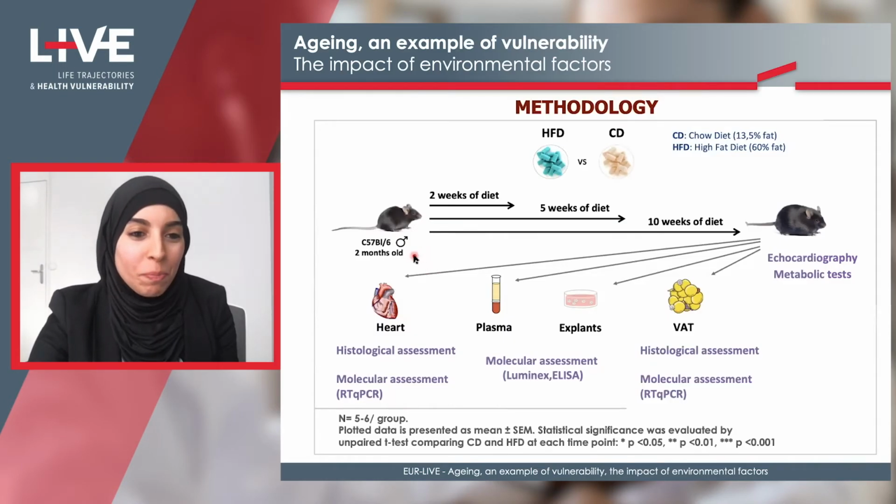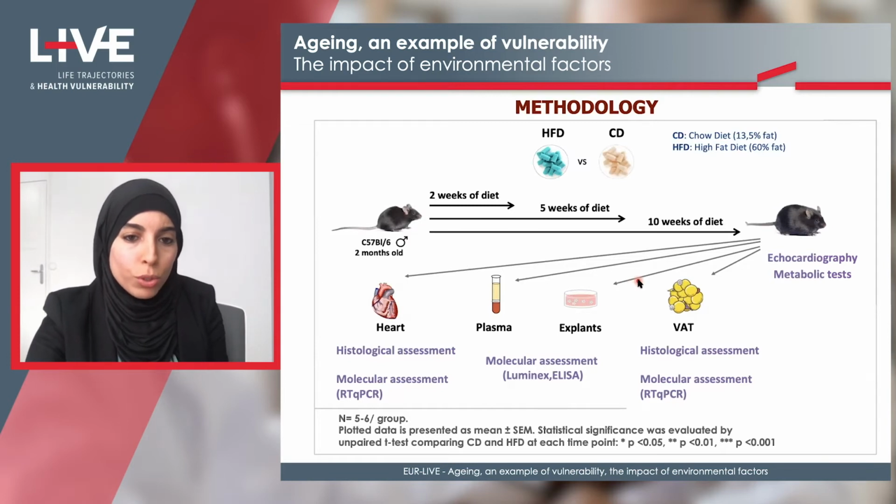So in order to explore the early sequence of structural, functional and molecular abnormalities, we used the mouse model of high-fat diet-induced obesity because it recapitulates quite well the human obese phenotype. So we used 2-month-old mice and we fed them with either chow diet or high-fat diet for 2 weeks or 5 weeks or 10 weeks. And we assessed global parameters such as body weight and cardiac function and metabolic function. And we also assessed local parameters such as tissue structure and function and molecular aspects, both in adipose tissue and heart, but also in adipose tissue explants and plasma.